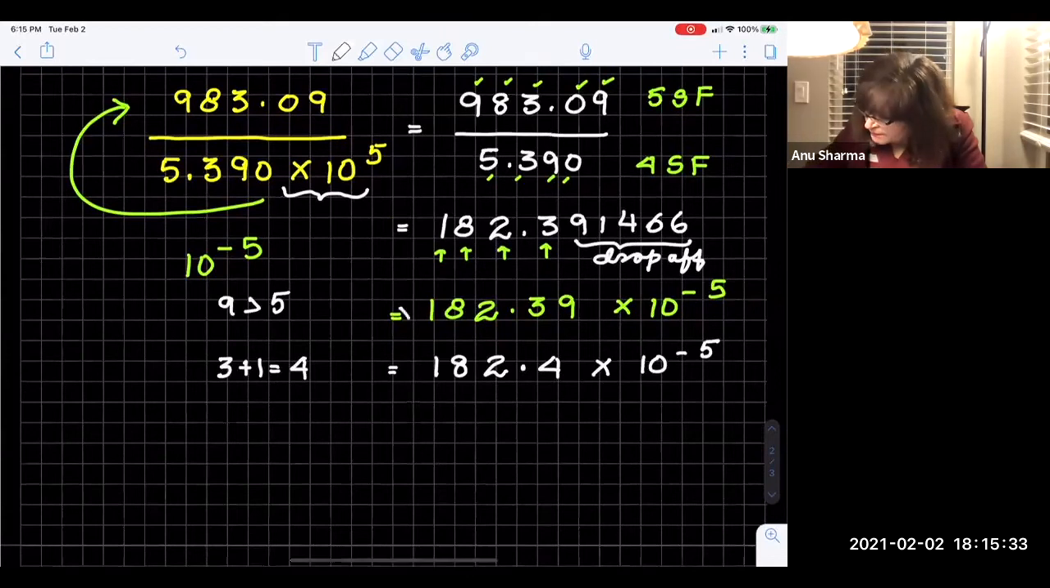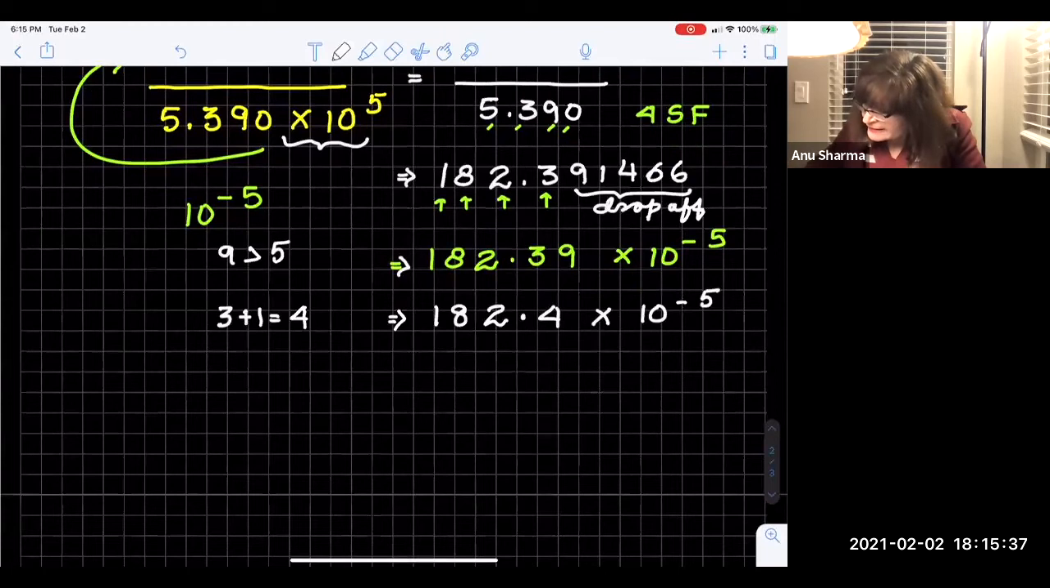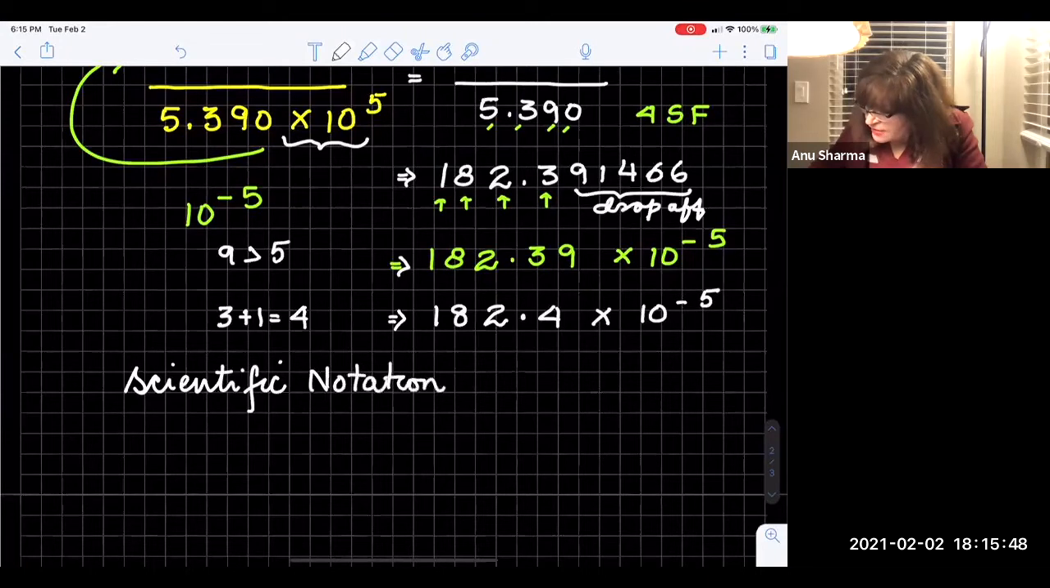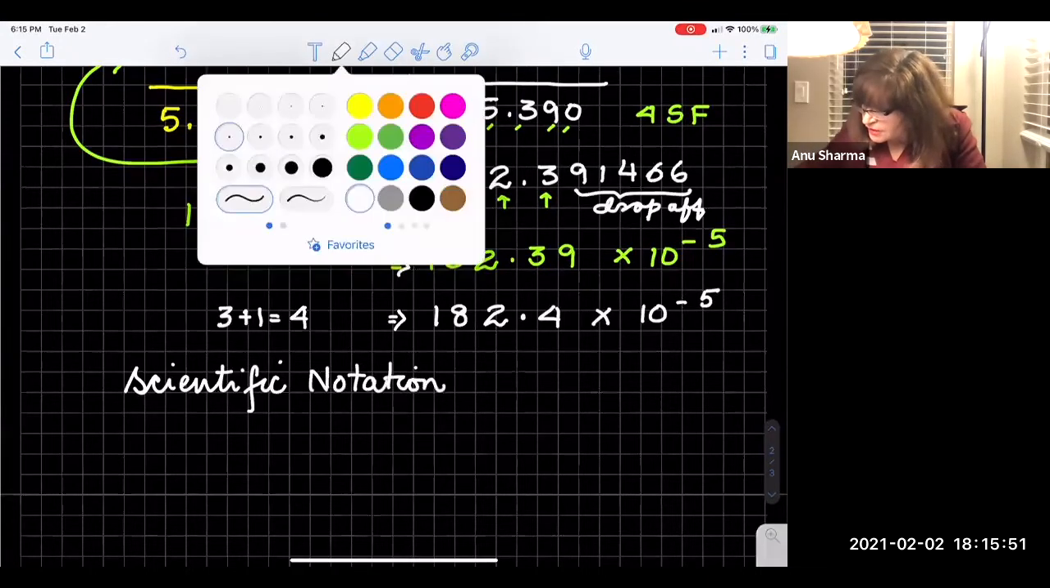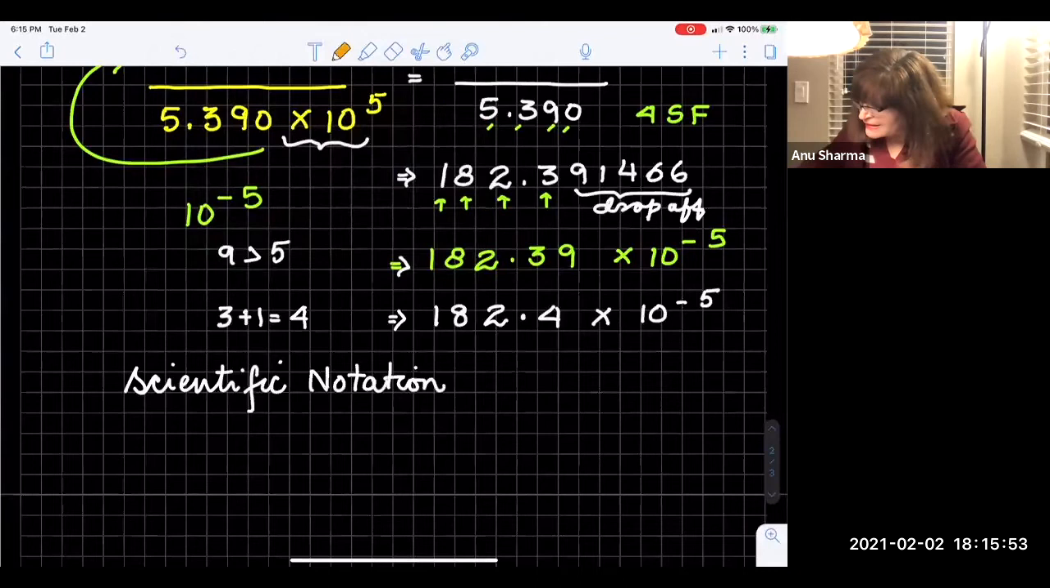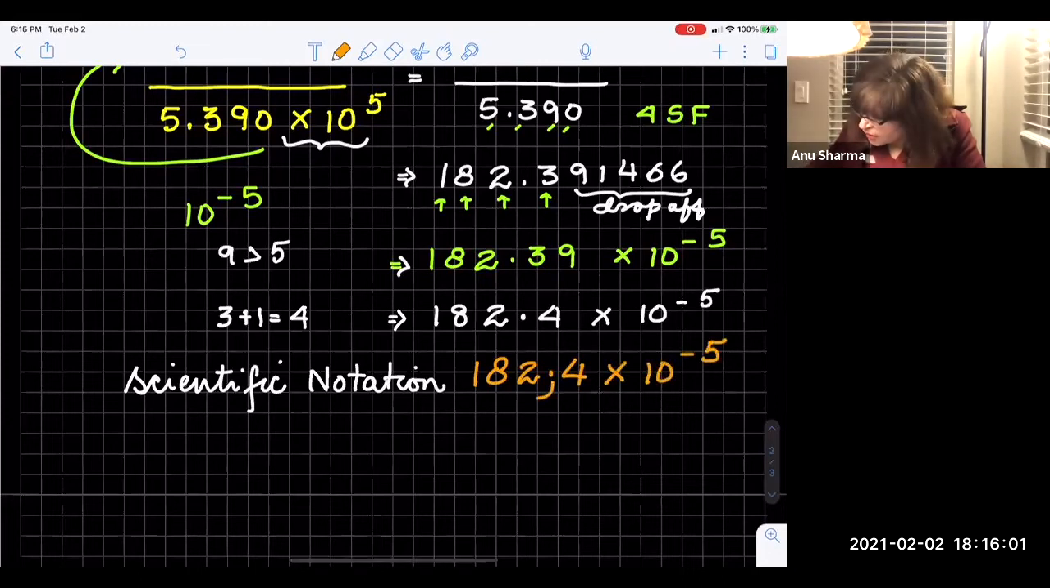Okay, so this is now. Next is we need to put it in scientific notation. Scientific notation would mean that we will be moving the decimal point. So this decimal was 182.4 into 10 to the power negative 5. And now 1 and 2. So it moved 2 places.